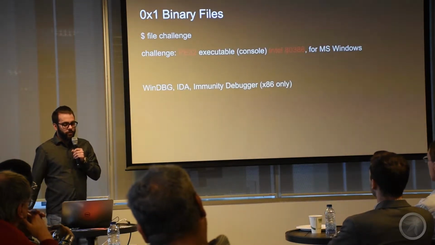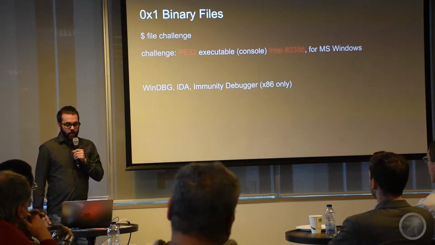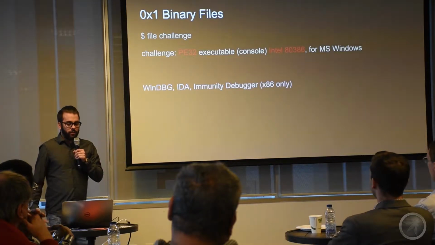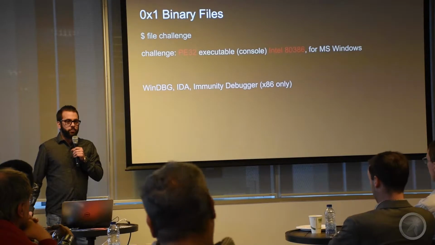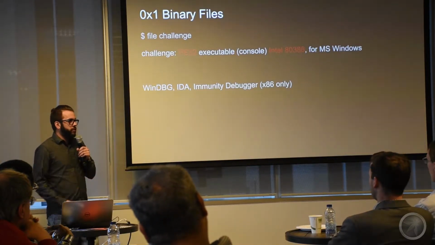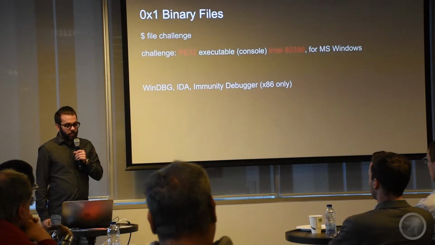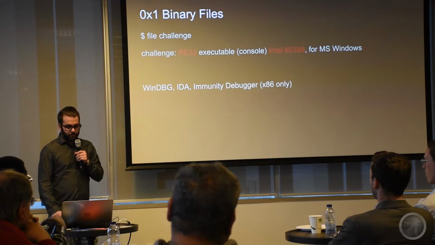Another one. We know that PE32 is a Windows executable. We know that this is probably a 32-bit application. So again, you can go with WinDBG, IDA, or Immunity Debugger. The old version only supports x86, but there's a new fork, I think, that supports 64-bit, which is free compared to IDA or other expensive reverse engineering tools.